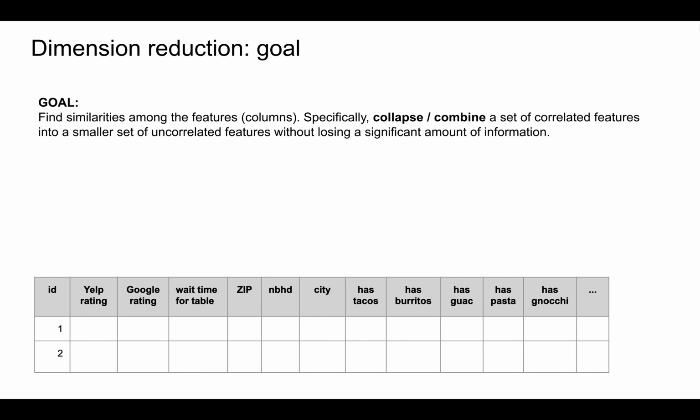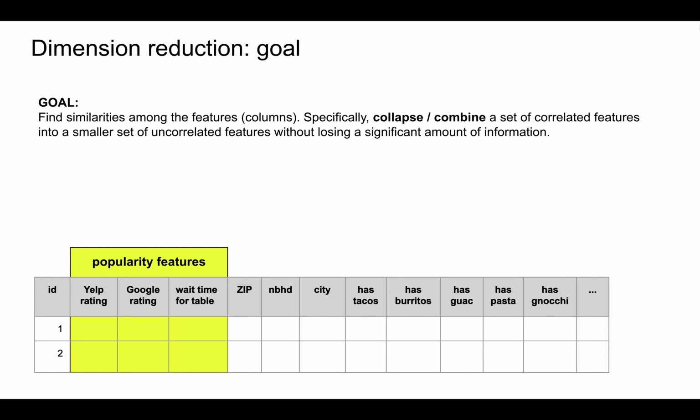We might ask similar questions about the features or columns of our dataset. Specifically, if we can identify similarities or correlation among the features, then we might be able to collapse or combine these into a smaller set of uncorrelated features without losing a significant amount of information. In fact, you likely already picked up on some structure among the features. For example, the first three features provide different measures of popularity. It's reasonable to assume that these will be correlated. Thus, maybe we don't need to keep track of all of them.